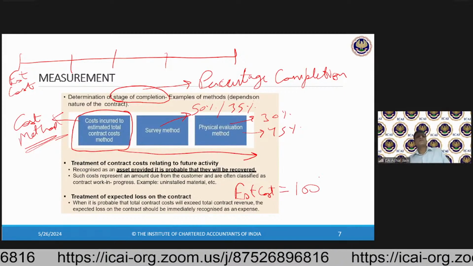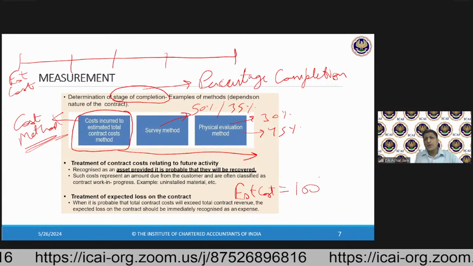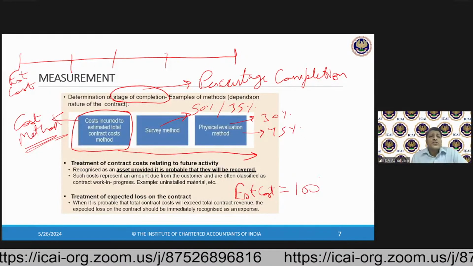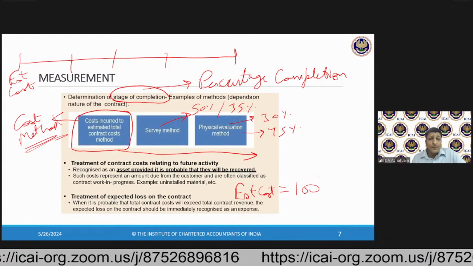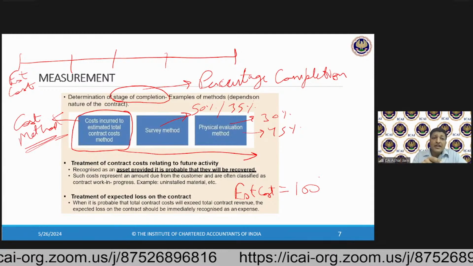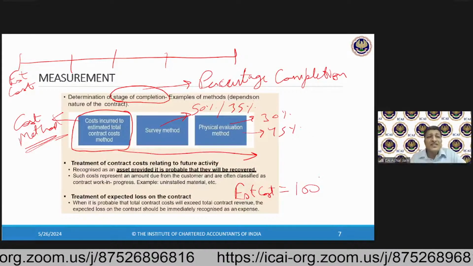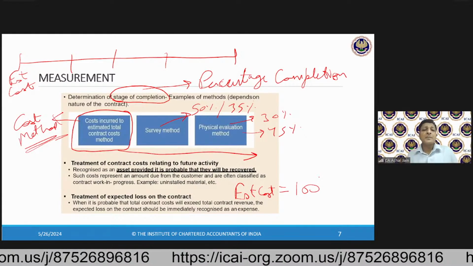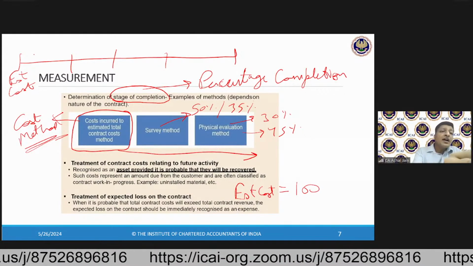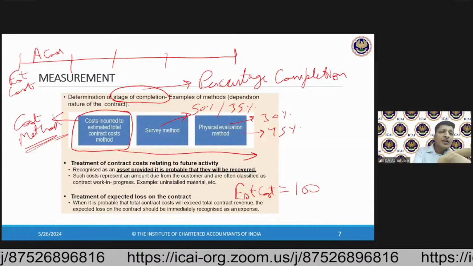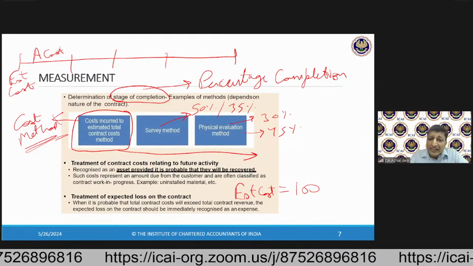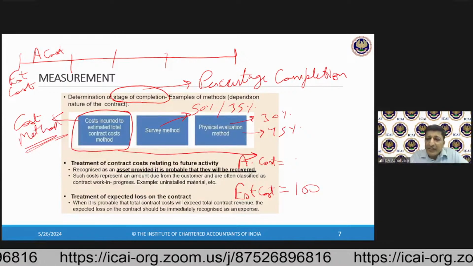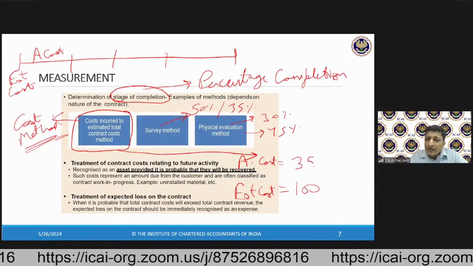Okay. So estimated cost is 100 crore. Over a period of 4 years, the company will spend 100 crore and the project will be completed. Now, in the first year, if you apply the cost method, what is it that you need to check? What is the actual cost which the company has incurred? Let's suppose in the first year, the actual cost incurred by the company happens to be 35 crore.